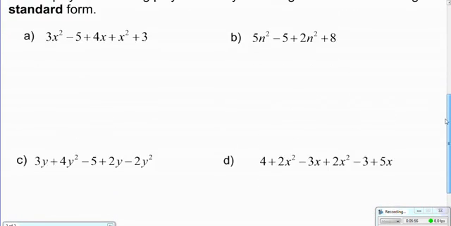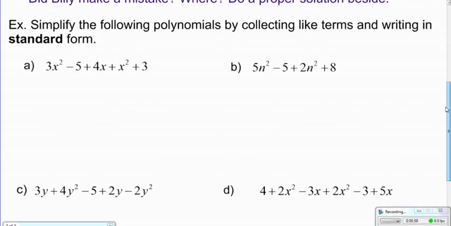Okay, I'm going to pick 2 of these to do, and then you're going to do the other 2. And hopefully you don't show up to class tomorrow with a big blank page, because I'm not going to be happy about that. You should at least try them. I'm going to do A and B, and you're going to do C and D.